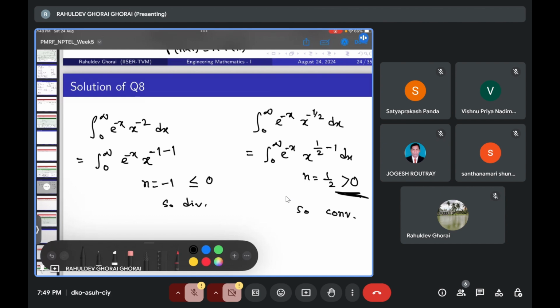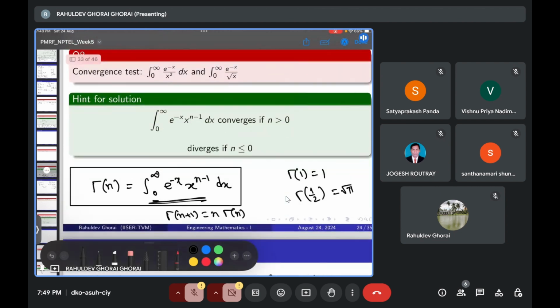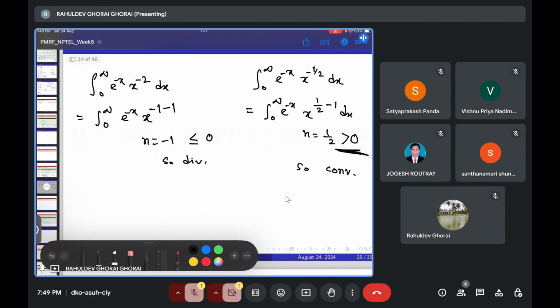See, they look kind of similar. One is x square, one is x to the power minus half. But you see the difference: one is convergent, one is divergent. Similarly, you can also do it for the others. Okay, those two we have done.